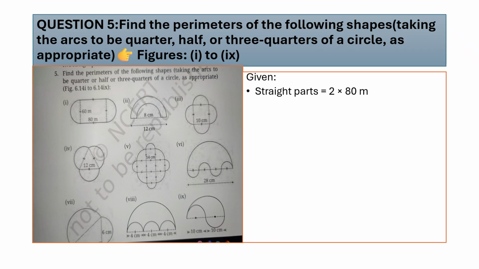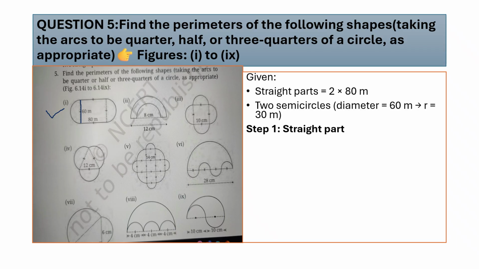Let's see the first one. Now the straight parts, that is equal to 2 into 80. Can you see this figure number 1 here on the screen? I'll just put a tick mark so that you understand which figure we are talking about. So two straight parts will be 2 into 80 meter. What are the two semicircles here? Now the diameter is given. If you see here, I'll put a blue line. This is the diameter. So what is the diameter? 60 meter. So what will be the radius, which is diameter upon 2? That will give you radius as 30 meter.